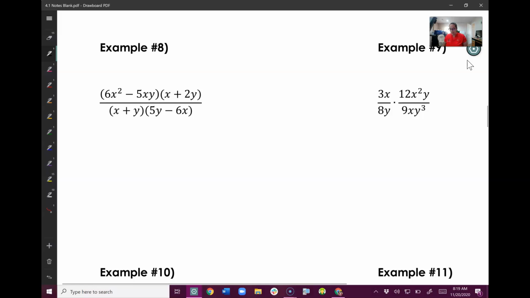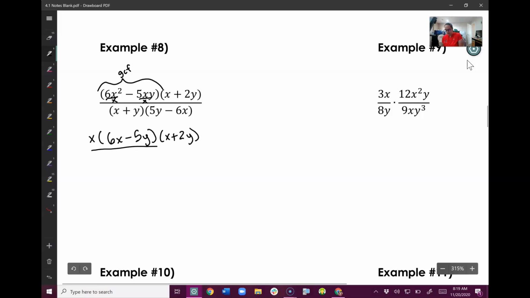So if I look through these, none of them have a GCF except for this first one. That has a GCF of x. So I'm going to start by taking an x out of both of those, and everything else is just going to stay the same. Now I need to start to see if I can cancel things.